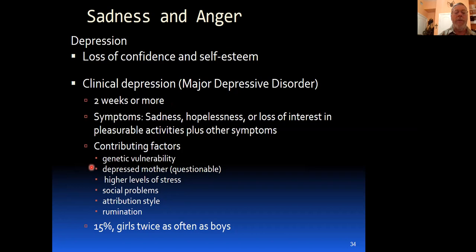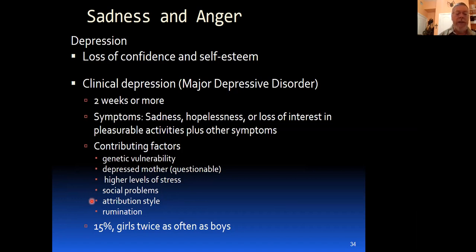Textbook says depressed mother in early childhood. I'm going to say, well, potentially that may produce some relationship problems that are problematic later. Higher levels of stress. This is one that may help account for why we see more of this in adolescence than childhood. Adolescents have more stress to deal with. Also, social problems. The adolescent that is rejected by others or bullied or lacks friends, or maybe is having difficulty in their relationship with their parents, and so on and so forth, as well as attribution style.